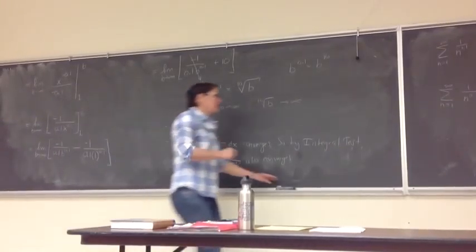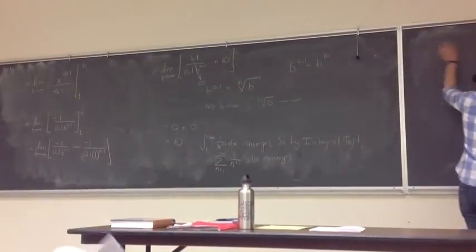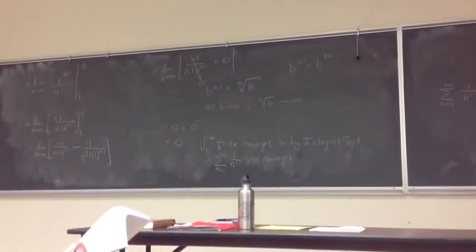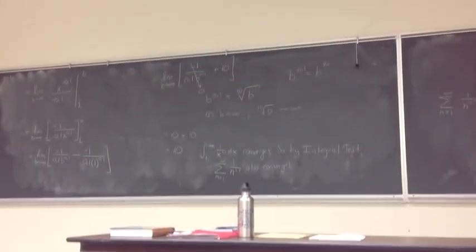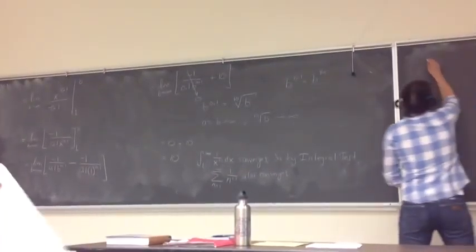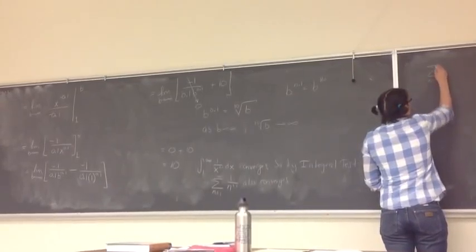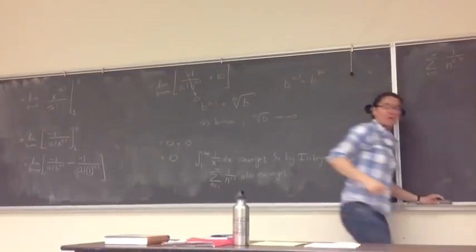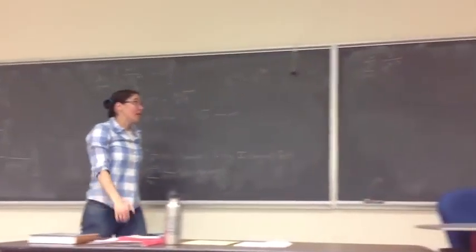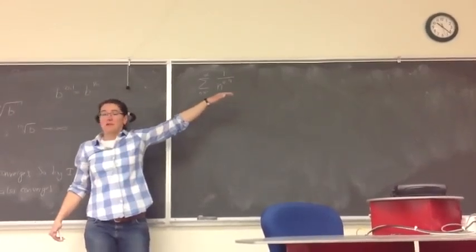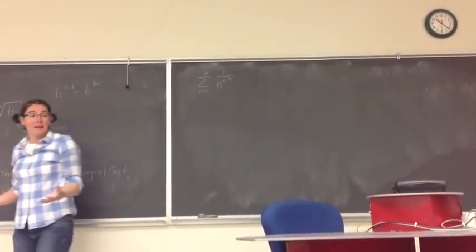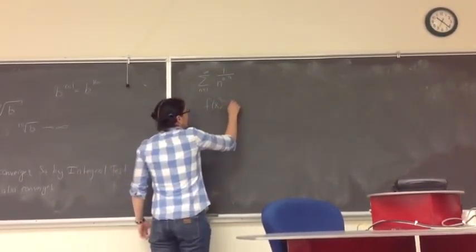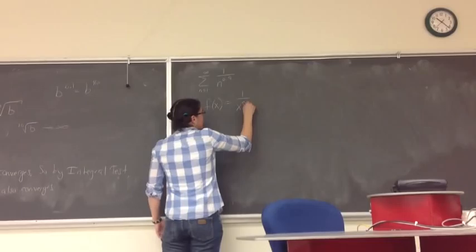Okay, so let's quickly look at this second series here, the sum where n goes from 1 to infinity of 1 over n raised to 0.9. When I look at this series, I'm still going to be using my integral test. That's what you were asked to do. And the function that we're going to look at is f of x equals 1 over x raised to the 0.9.